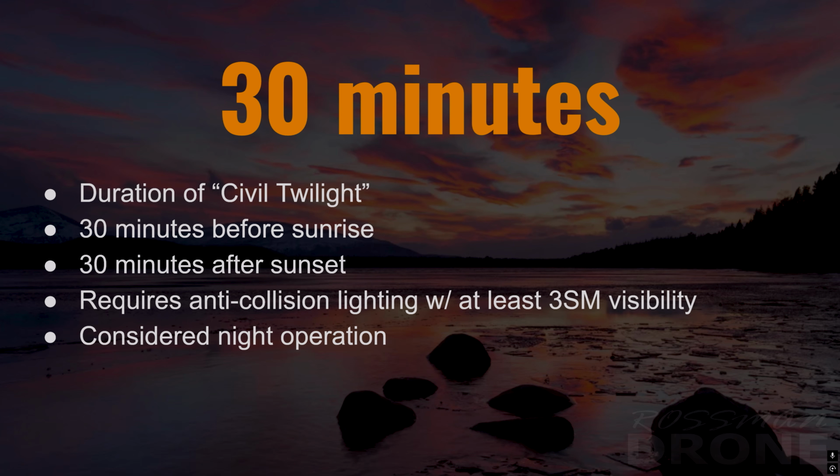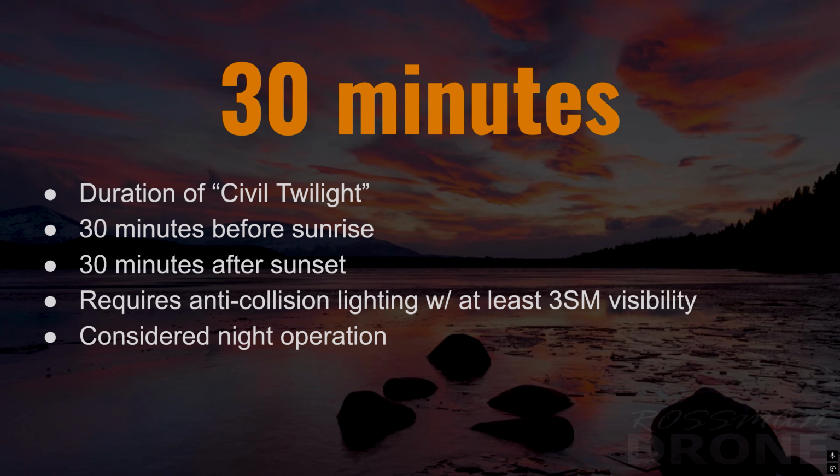30 minutes. You'll see this amount of time come up a couple times here in the Part 107 exam material. So you'll see that with something called civil twilight. We get 2 civil twilights each day. There are 30 minutes before sunrise and then the 30 minutes right after sunset. Now, if you're going to fly during that civil twilight period, either the morning civil twilight or the evening civil twilight, you're going to need those anti collision lights that you kind of need for nighttime operations because civil twilight is considered nighttime operation. And just as a reminder, those anti collision lights must have at least a 3 statute mile visibility rating.